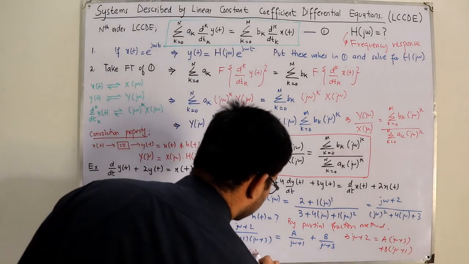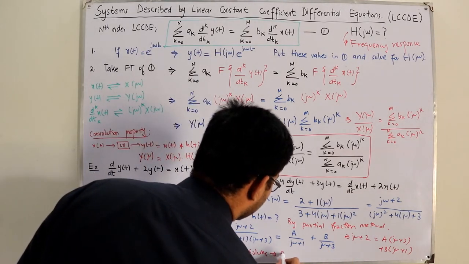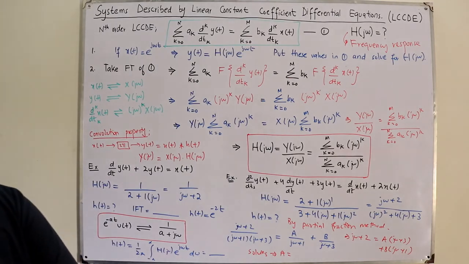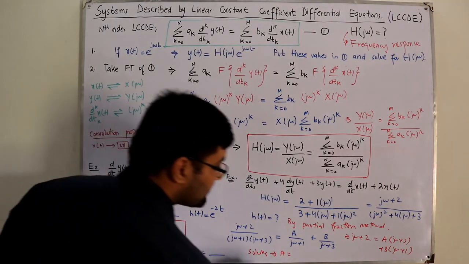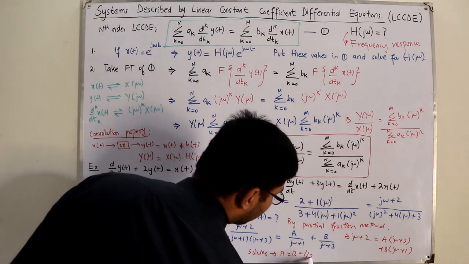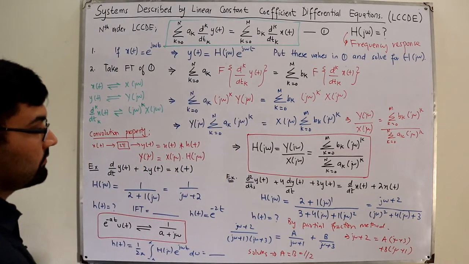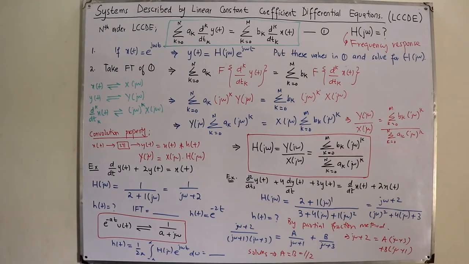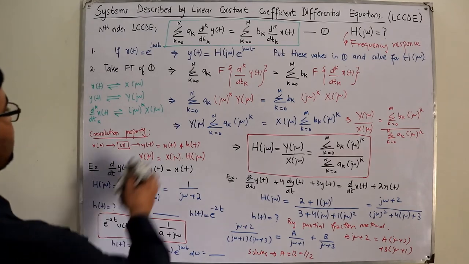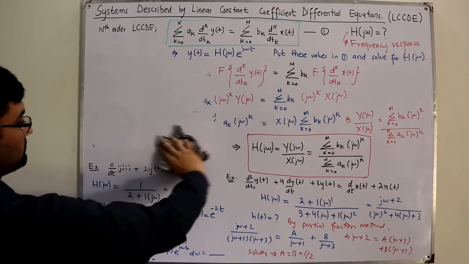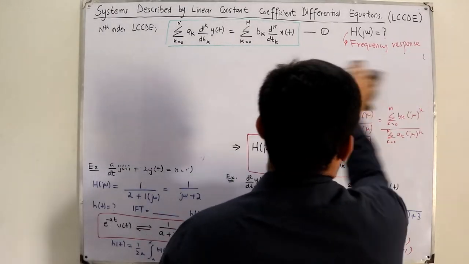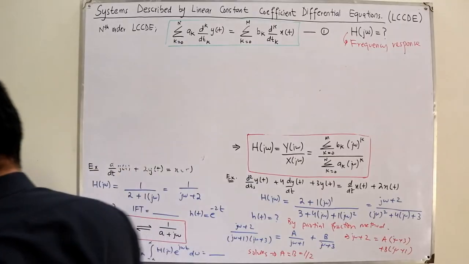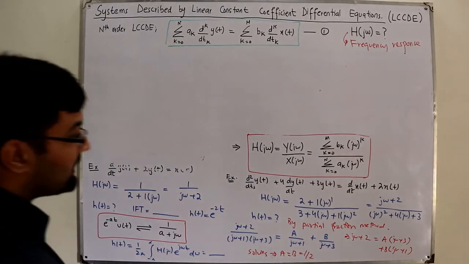Solving implies what? Let me put the value: A is equal to B is equal to 1 upon 2. So, let me remove some portion from the board. Okay, so now I could do what?